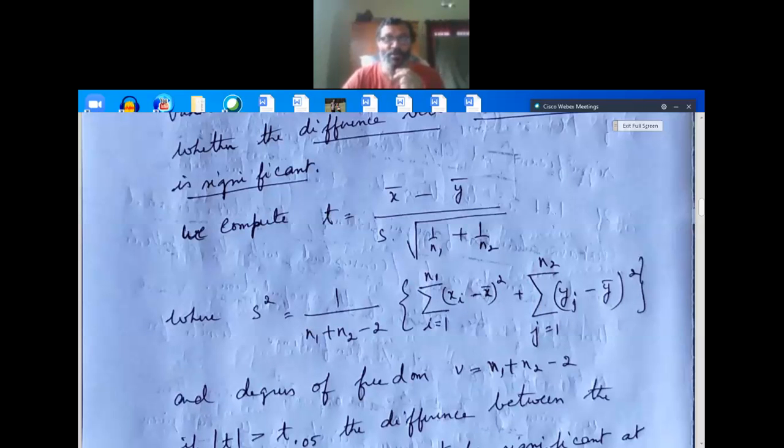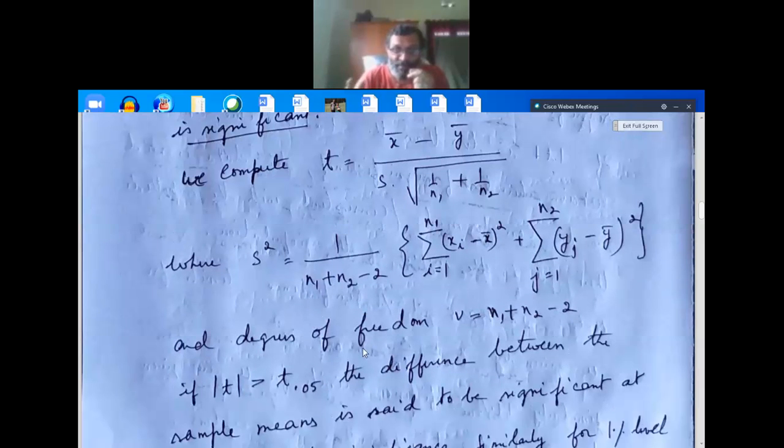You will see later when solving problems how we do it. Okay, now here, degrees of freedom. In the last session we said if there are n variables, there are n minus 1 degrees of freedom. The notation for degrees of freedom is v. Degrees of freedom v equals n1 plus n2 minus 2.